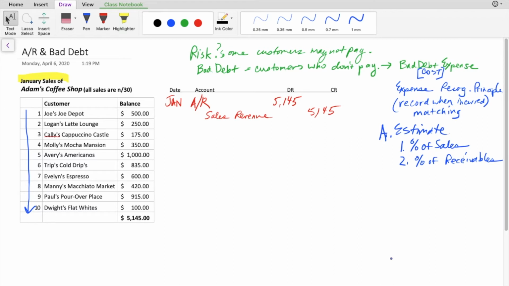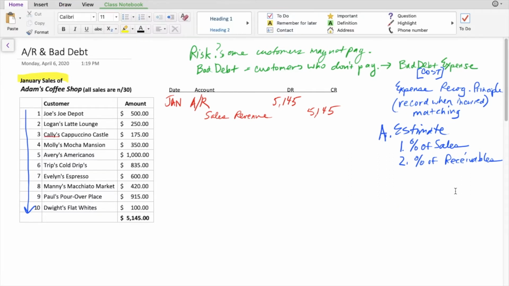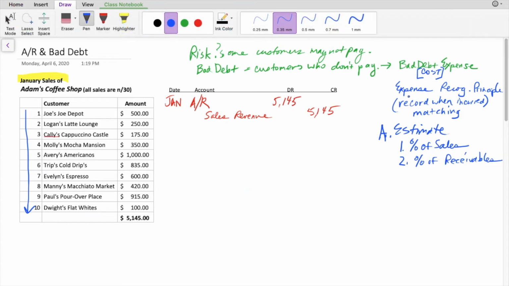Now as time goes on, those numbers diverge. Sales from each month don't always add up to total receivable balances. But for the sake of illustration, this will work. The first thing I have to do is estimate. So when we estimate using the percentage of sales method, which is what we're going to walk through in this video, we take a percentage of our credit sales and record it as our bad debt expense.